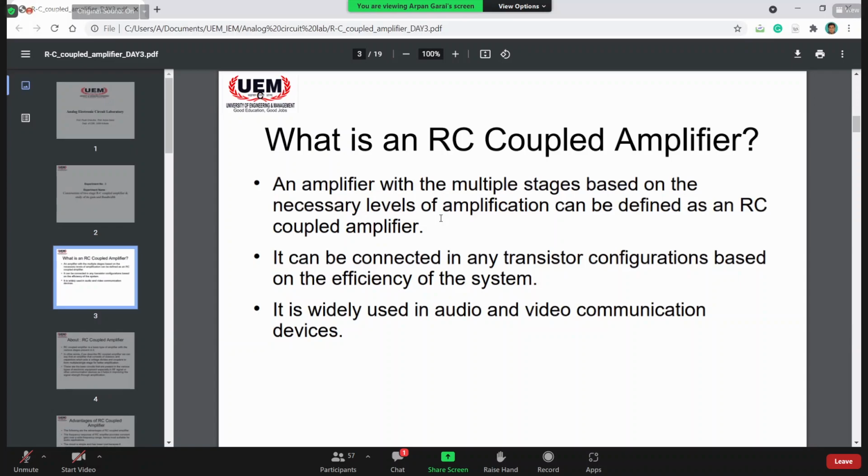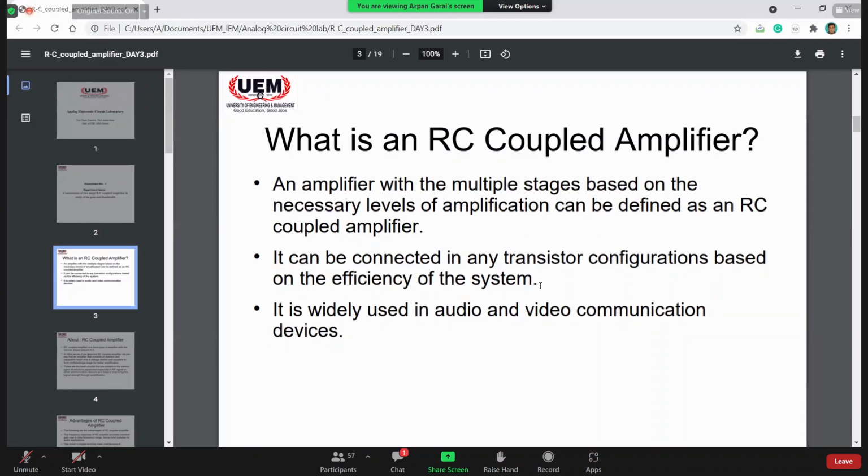An amplifier with multiple stages based on necessary levels of amplification. There are different levels of amplification, and you can amplify your signal at different levels. That can be defined as an RC coupled amplifier. It can be connected in any transistor configuration based on the efficiency of the system.